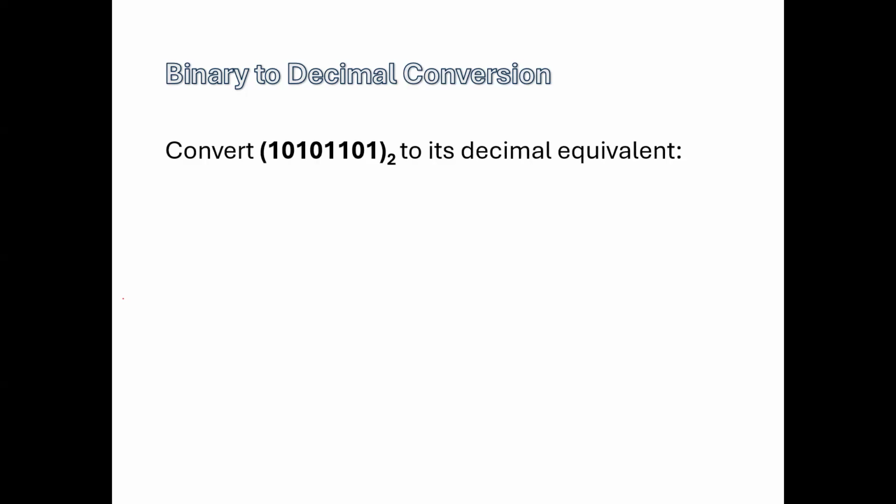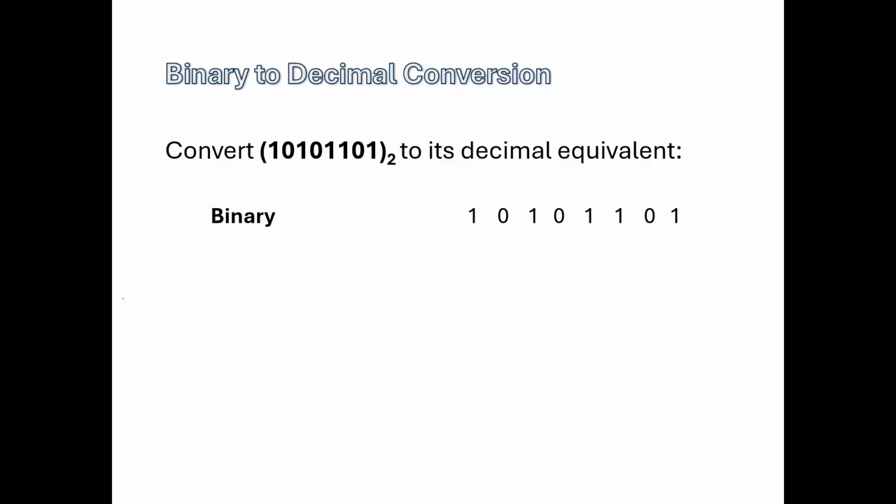Yes, please. So if I have a binary number and I want to go to a decimal number, how will I convert it? For example, I have this binary number on my screen, 10101101. How will I convert this into a decimal equivalent?